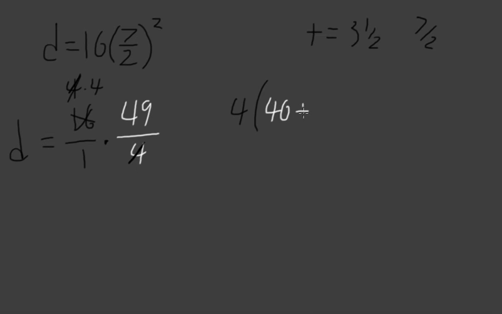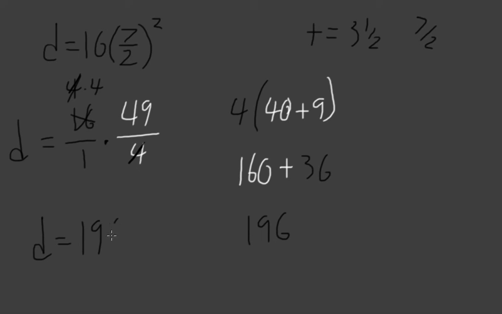So let's do that. 4 times 4 is 16, plus the 0 is 160. And then plus 4 times 9 is 36. So that should be 196. So in 3.5 seconds, the book has now fallen 196 feet. That's a pretty long distance for just 3.5 seconds. So you can see the book is dropping at a very quick speed.